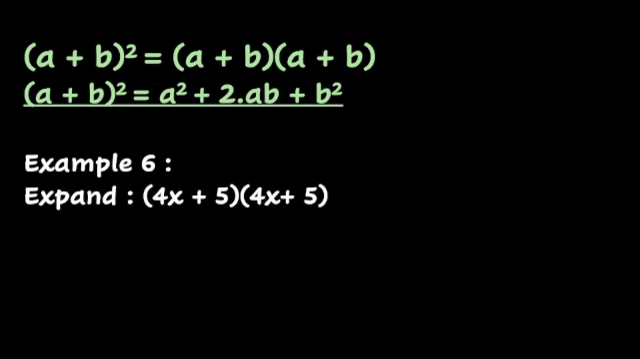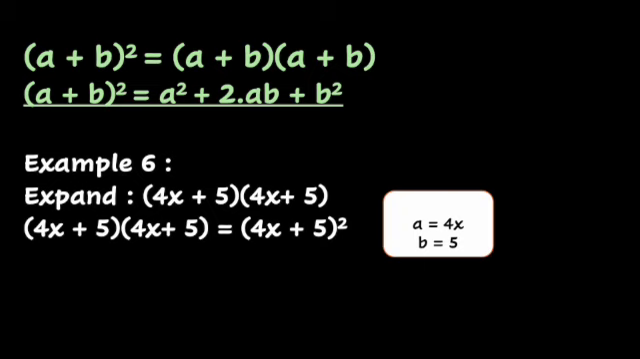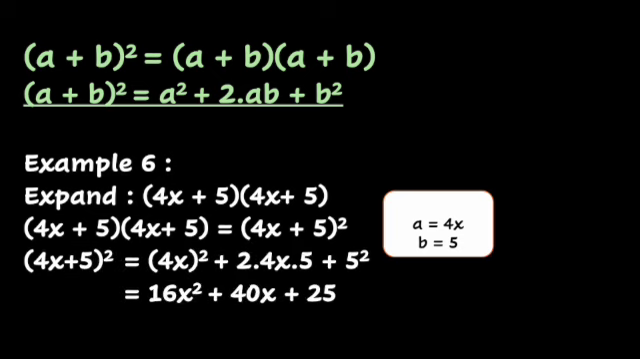Have a look at example 6 here. We have (4x plus 5) times (4x plus 5). We need to expand it. So here we can use the formula (a plus b) whole square equal to a square plus 2ab plus b square. So how do we do this? We just write it as (4x plus 5) whole square, and then we put a equal to 4x and b equal to 5 in the formula. When we do that and we simplify, we get (4x plus 5) whole square equal to 16x square plus 40x plus 25. So that's your answer to the given example.